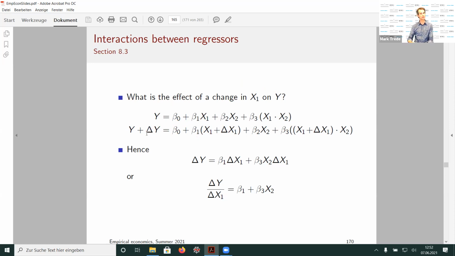Then we look at the difference between these two equations. We subtract the case before the change from the situation after the change. So we subtract the first line from the second line. On the left-hand side, what remains is just delta y here. On the right-hand side, the beta 0 drops out. Beta 1 x1 drops out. Beta 1 delta x1 does not drop out.